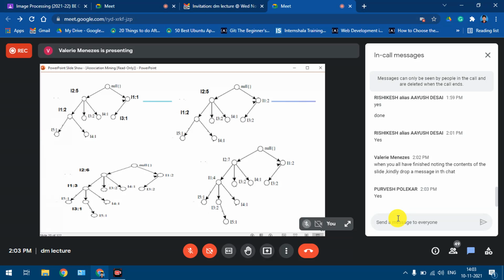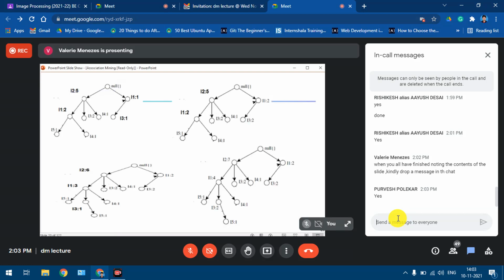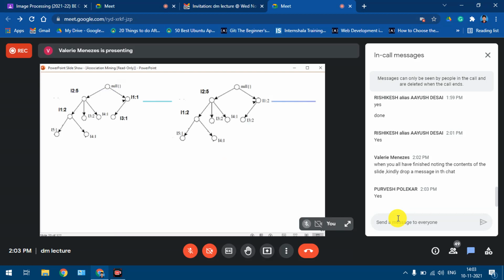Okay. Now, the next thing is to derive the frequent item sets. We have created what is known as the frequent pattern tree. The FP tree has been created. So now we will start with the derivation of frequent pattern sets.